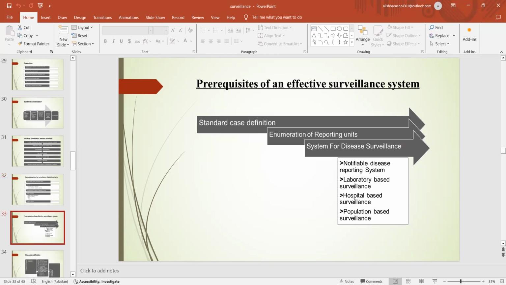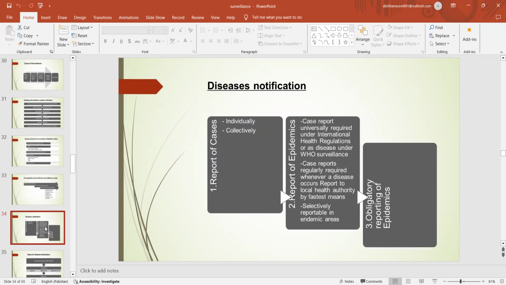Prerequisites of an effective surveillance system: standard case definition, enumeration of reporting units, system for disease surveillance, notifiable disease reporting system, laboratory-based surveillance, hospital-based surveillance, and population-based surveillance. Disease notification: report of cases individually and collectively. Report of epidemics: case report universally required under international health regulation or as a disease under WHO surveillance. Case reports regularly required whenever a disease occurs. Report to the local health authority by the fastest means, selectively reportable in endemic areas. Obligatory reporting of epidemics.